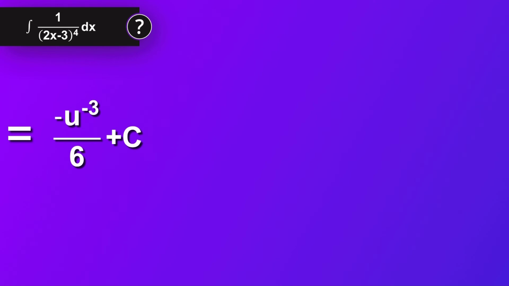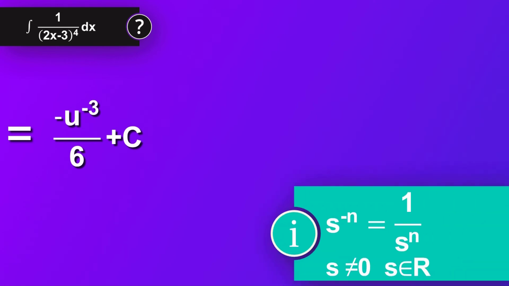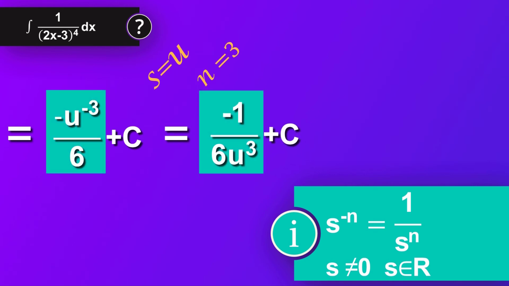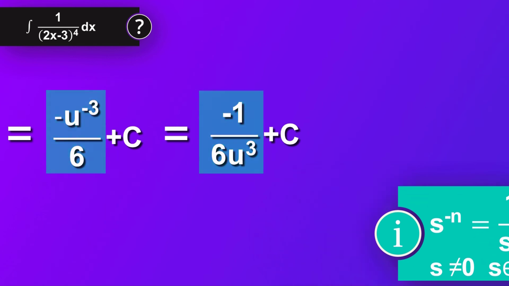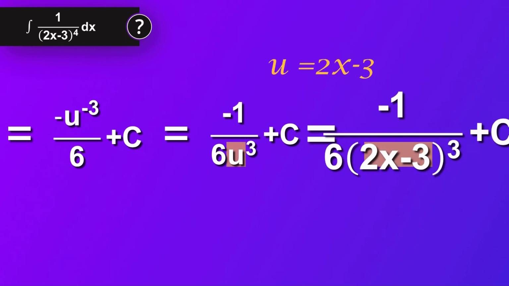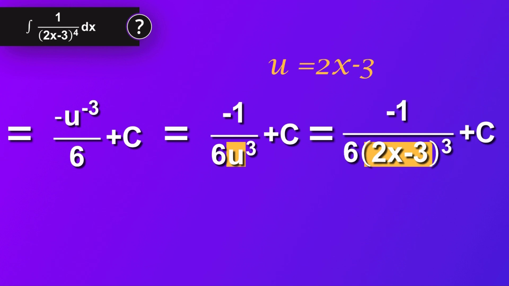Next, we can use the formula which says that s raised to minus n is equal to 1 divided by s raised to n. In our case, s is u and n is 3. In the main equation, we have minus 1 divided by 6 multiplied by u cubed plus constant c. But it is not the end of our solution. We have to come back to our problem, and it was formulated using variable x. We used u substitution, and now we have to come back to x. So instead of u, we now insert 2x minus 3. We've got minus 1 divided by (2x minus 3) raised to 3 plus constant c as a result of our problem.